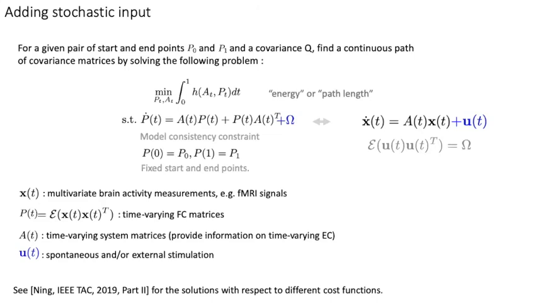If we want to make everything more complex, we can add some external input to it, very similar to the autoregressive model. If we add external stimulation or spontaneous activation in different networks, we can also make the model more complex by adding the input to the system. So the corresponding FC dynamic should be consistent with this one.